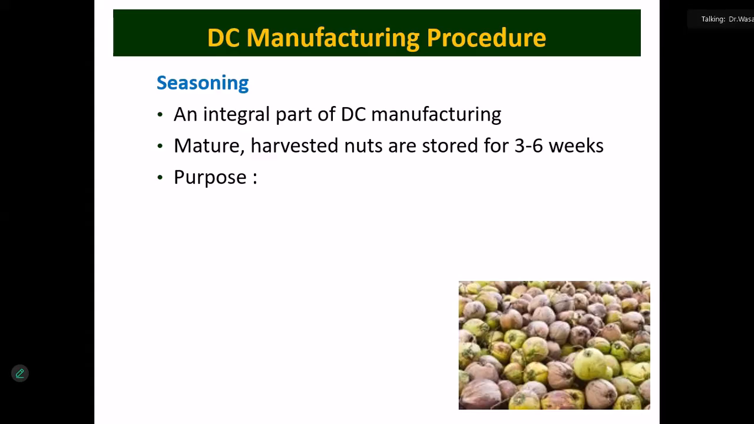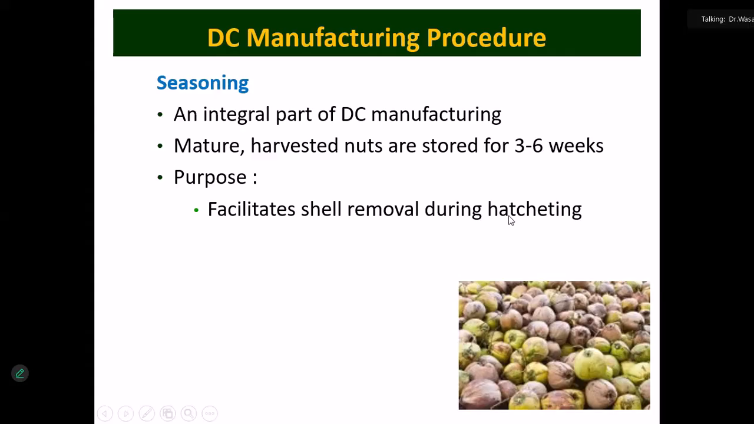But in the DC process, it should be there. In DC, the kernel should be detached from the cell. That will happen after 3 weeks. What is the purpose? It facilitates cell removal during hatcheting. Hatcheting means removal of the cell. So you can easily remove the cell once you keep it for 3 weeks. Is that clear?